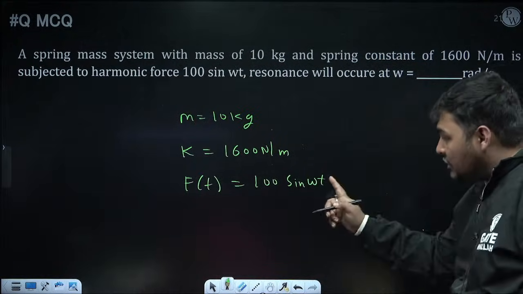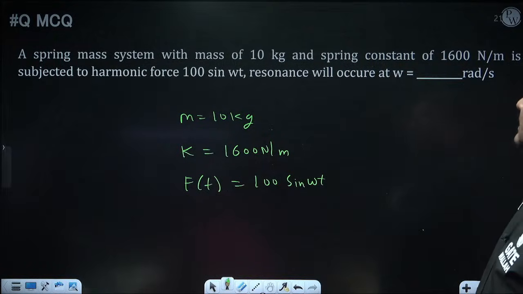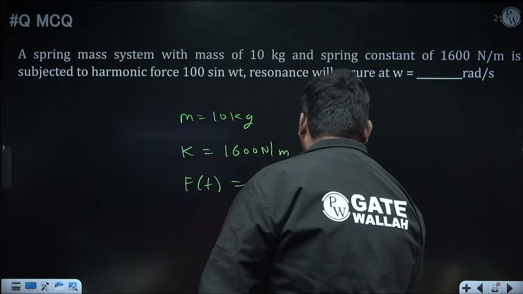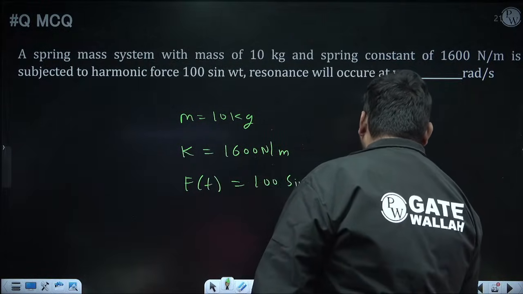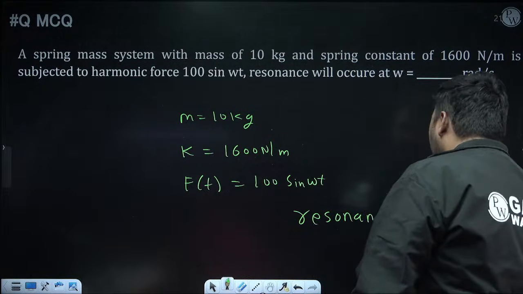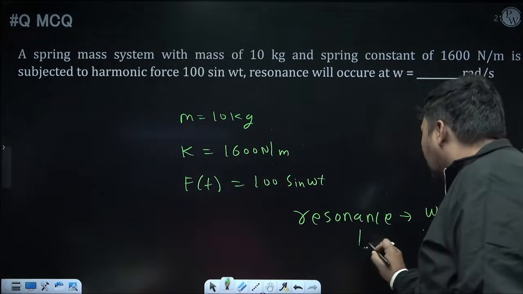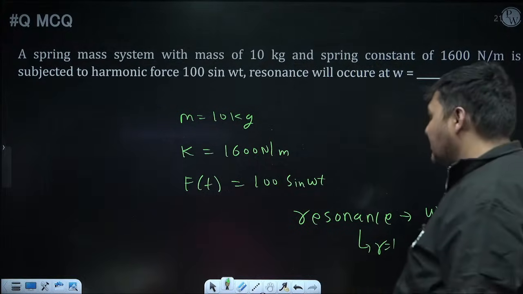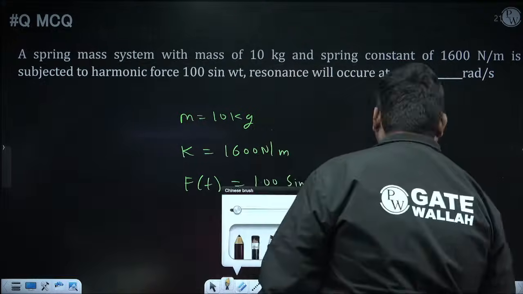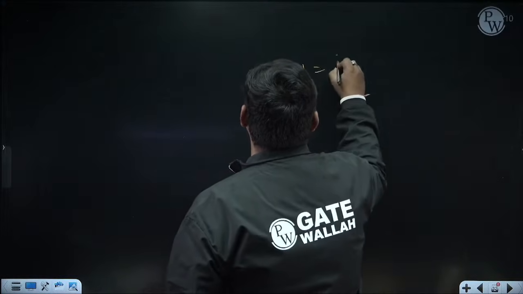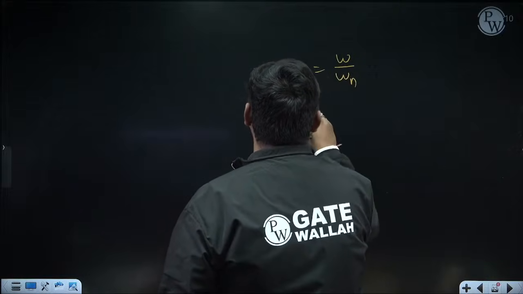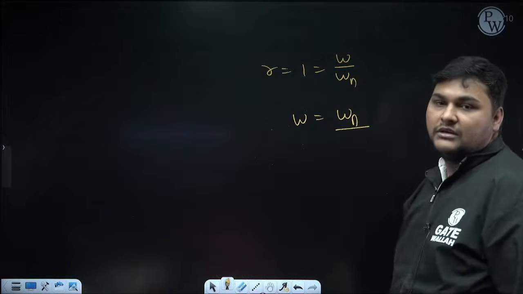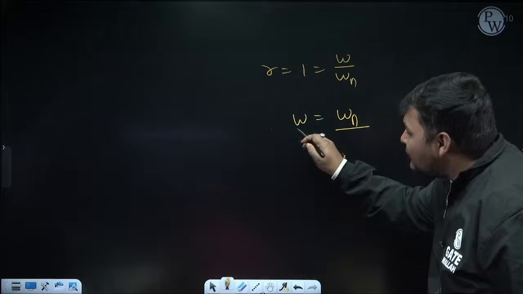What is the forcing frequency? It is omega, but omega is not given. Then the examiner is asking: resonance will occur at omega equal to. So the examiner is asking the condition of resonance, that is, the forcing frequency at resonance. And we know resonance means R equal to 1. So here, just remember, resonance means R equal to 1, and R equal to 1 means omega by omega n equal to 1. Can I say at resonance omega is equal to omega n.